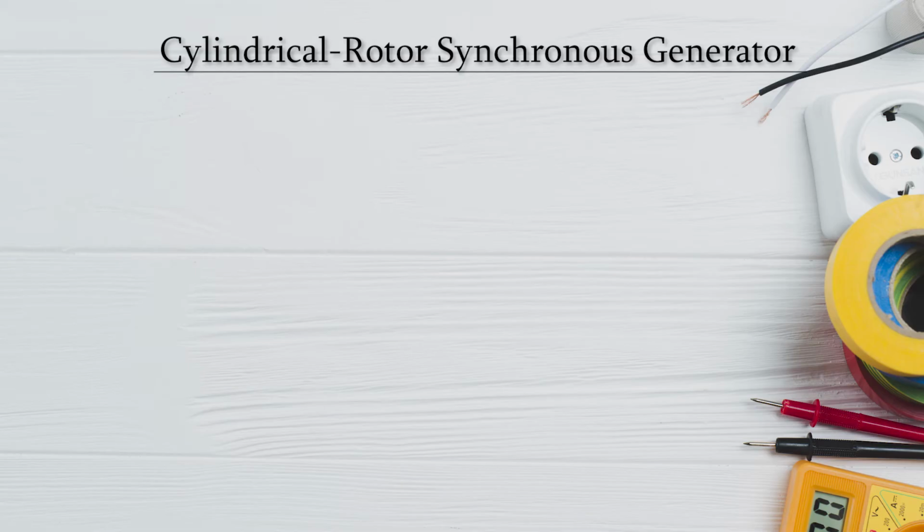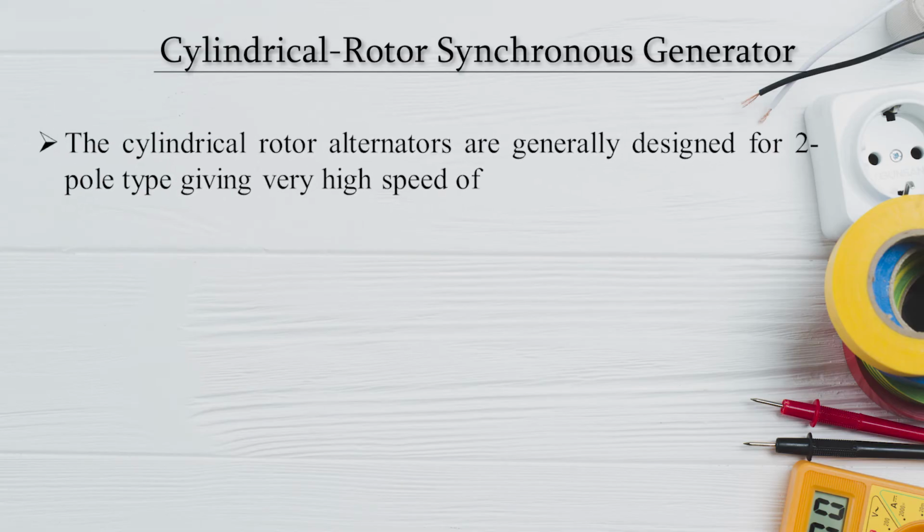Cylindrical rotor synchronous generators. The cylindrical rotor generators are normally designed for two poles type of machines. And as we know, the speed is directly proportional to frequency and inversely proportional to the number of poles in the machine. So Ns, which is the synchronous speed, is equal to 120 F over P. Normal power frequency is 50 Hertz. And if you are keeping the number of poles equal to 2, then 120 multiplied by 50 divided by 2 will result in 3000 RPM, a very high speed.